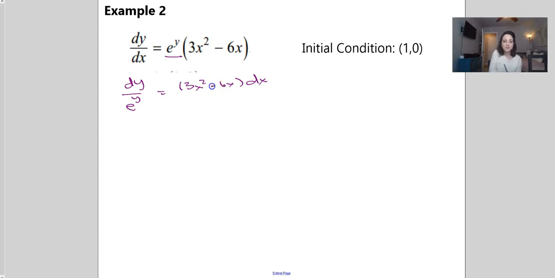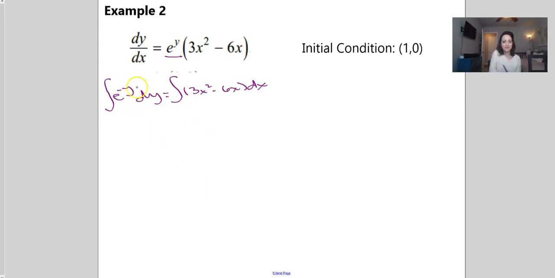Okay, now let's look at this, because I know step 1 is separate. Step 2 is integrate. So we need to integrate this, and I don't have an anti-quotient rule. So what would you do here? Let's rewrite this. If I have e to the positive y in the denominator, that's the same as just having e to the negative y, right? So let's work with that. All right, so now we will need to integrate.